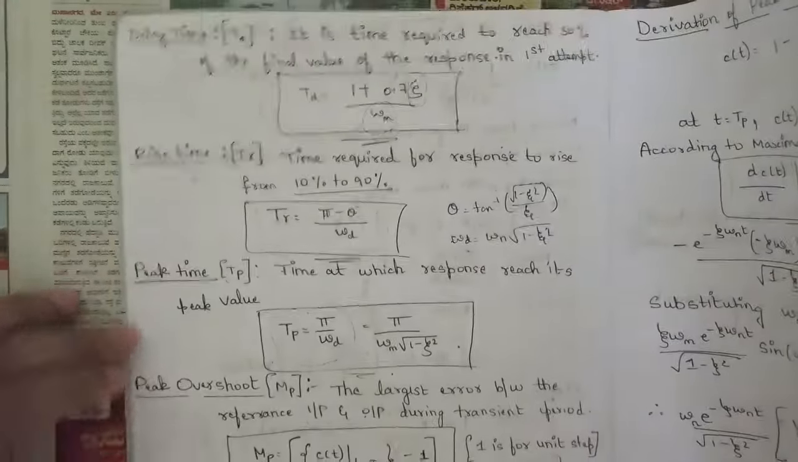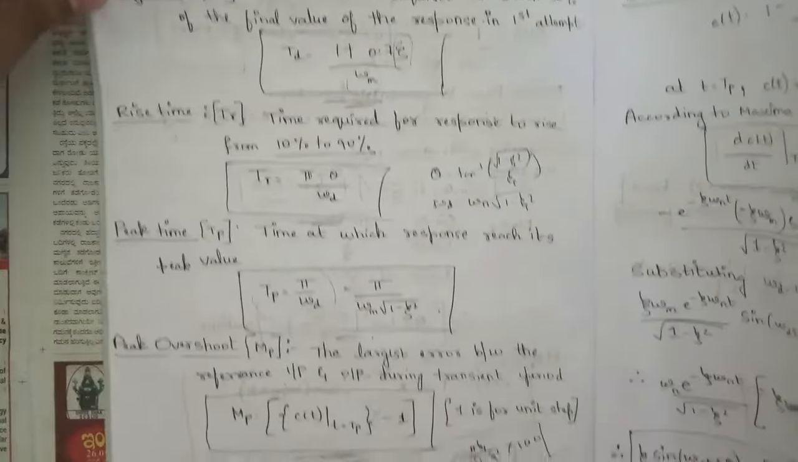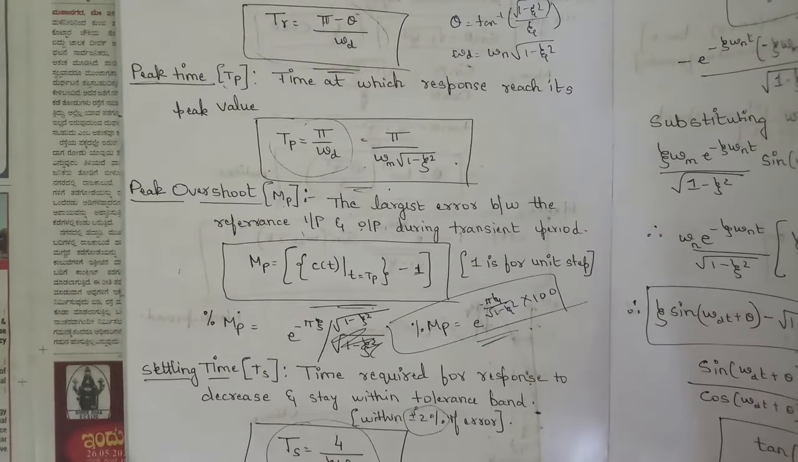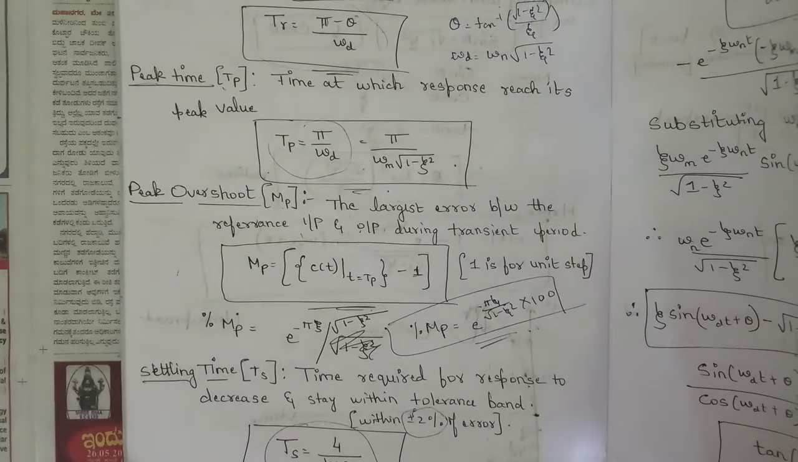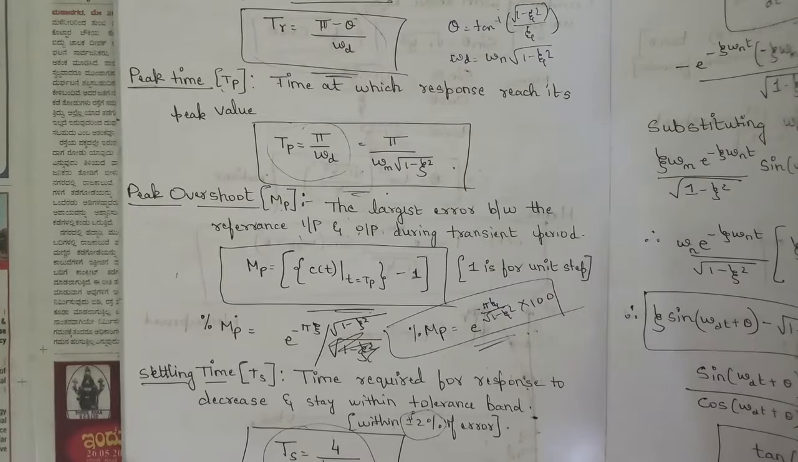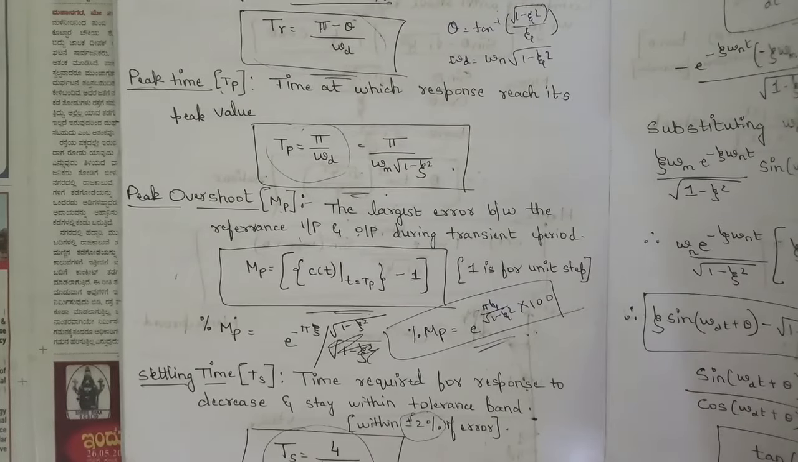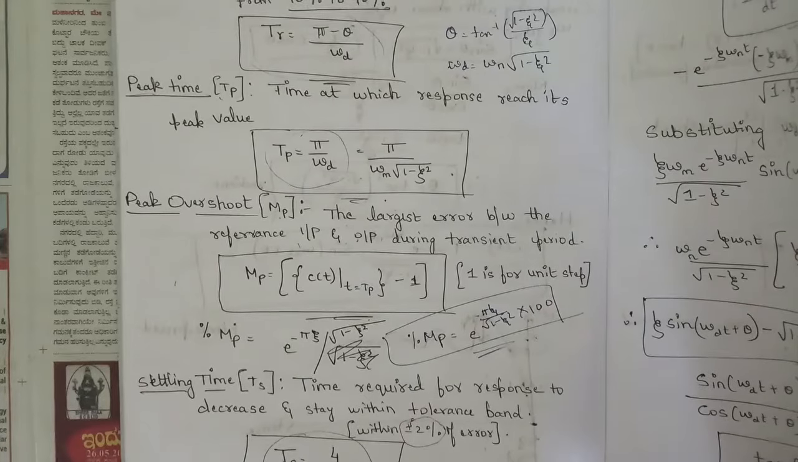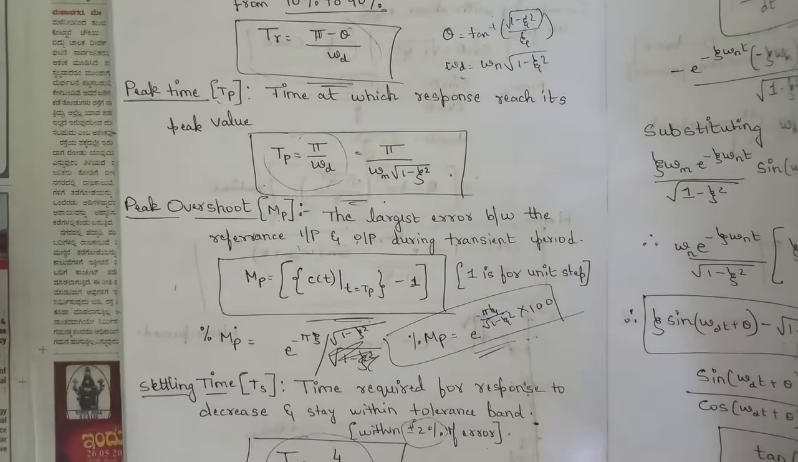So that's all, these are the few definitions. If you want, you can take it down. These are the 5 definitions of the time response specifications: delay time TD, rise time TR, peak time TP, peak overshoot MP, and settling time TS. These are the time response specifications which you need to know. So that's all for this session.